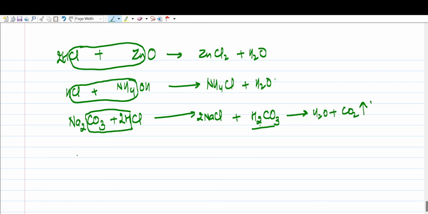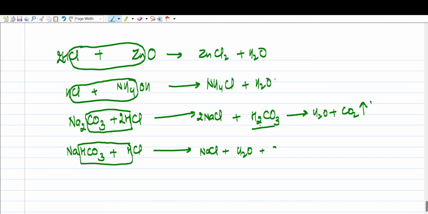Okay, likewise if we take metal bicarbonate, like we take NaHCO3 and combine this with hydrochloric acid, again the same product, we are going to get NaCl plus water plus carbon dioxide. So if it is a carbonate salt or a bicarbonate salt, then we are going to get carbon dioxide gas, and the salt decomposes, it breaks, into sodium ion and hydrogen carbonate or carbonate anion, which combine with hydrochloric acid and form water and carbon dioxide.